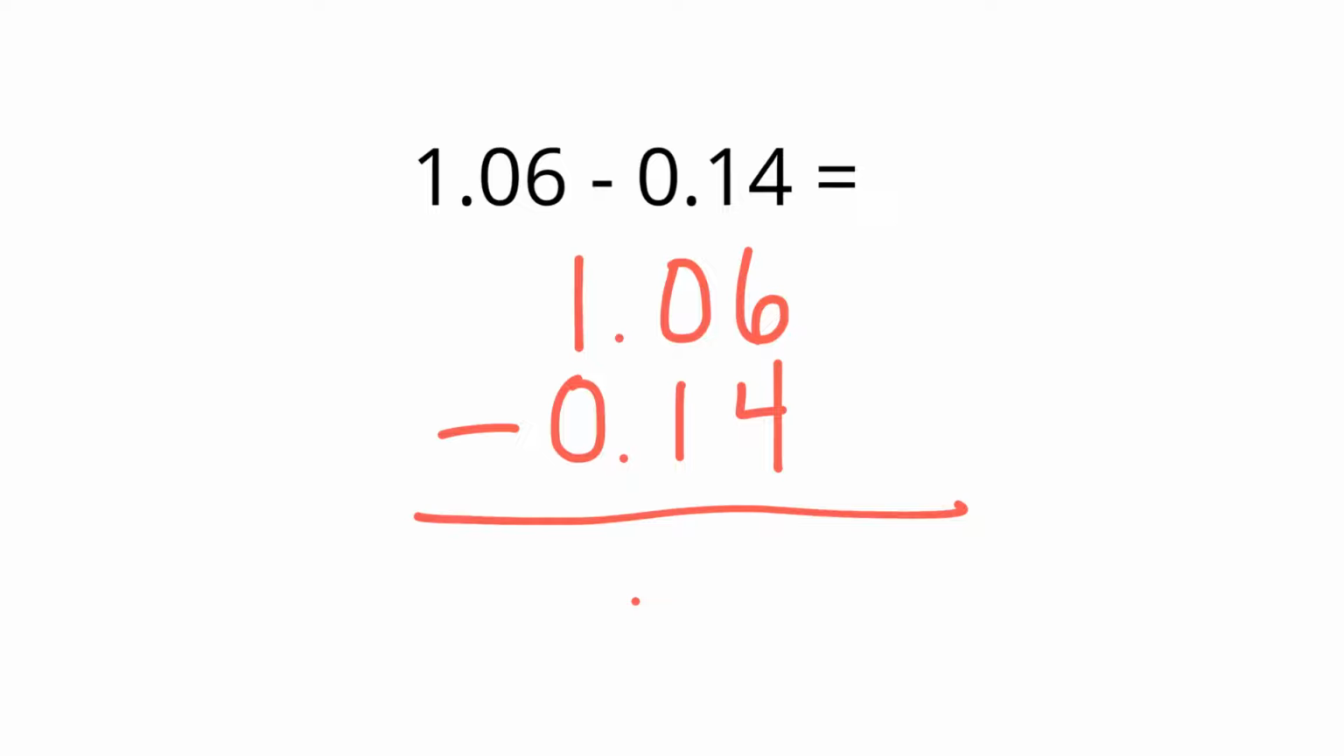The next thing I'm going to do is start over on my right hand side and just start subtracting through the numbers. So I'm going to start with my hundredths over here, and that's 6 subtract 4. That leaves me with 2. And then I move to my tenths, 0 subtract 1. I can't do that, so I actually have to borrow from across the decimal here, my ones, and that leaves me with 0 and brings that 1 over here. So now I have 10 subtract 1, which is 9. And in my ones column, I have 0 subtract 0. That leaves me with the answer of 0.92.